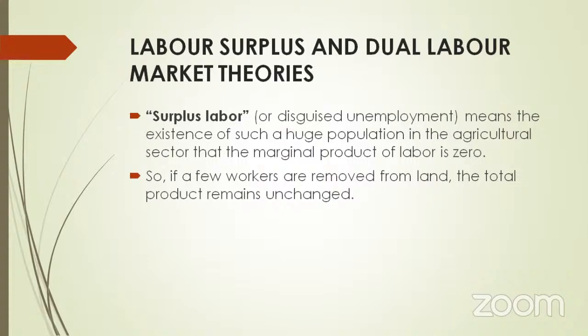Normally, industrial activity is also governed by marginal productivity of labor. So if I add one more labor in a factory, how much will productivity go up, or how much more profit will the company make? So if a few workers are removed from land, the total product remains the same.